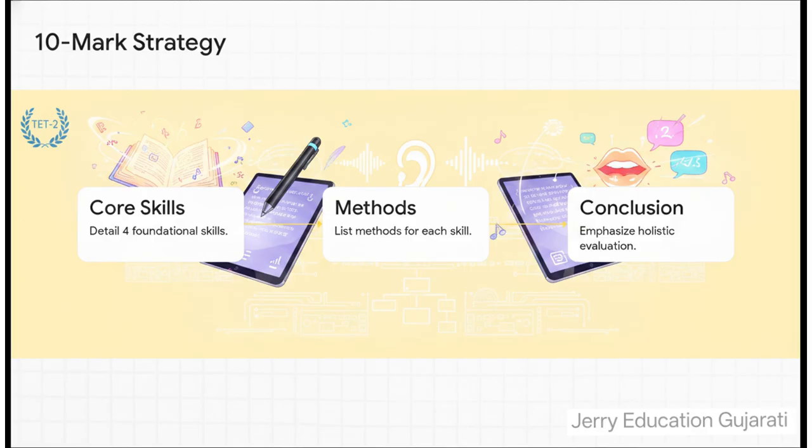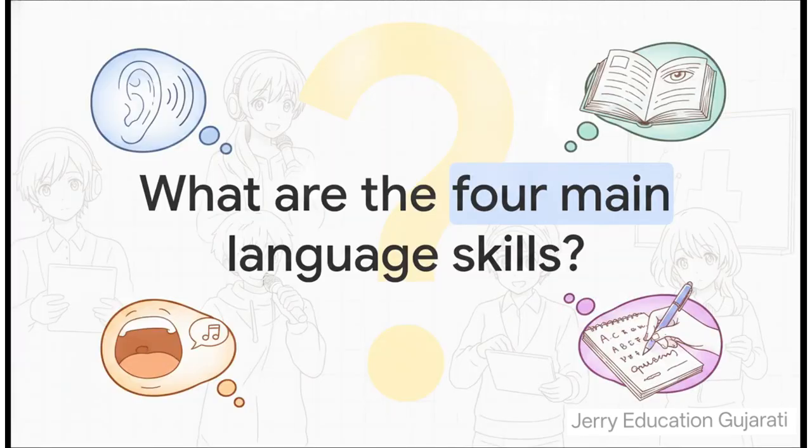for full points. First, detail the 4 core skills. Second, list the specific assessment methods for each of those skills. And finally, bring it home by concluding with the absolute need for continuous, holistic evaluation based on those national policies we just talked about. You follow that structure and you've secured your 10 marks for sure. Now, let's do a little rapid-fire quiz sequence, just to wake up your active recall.